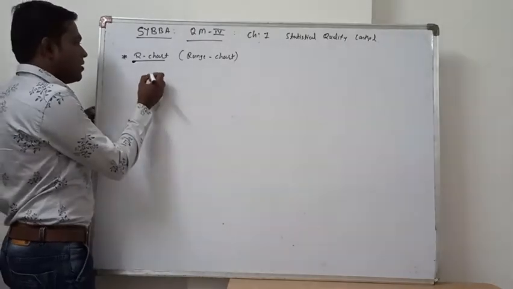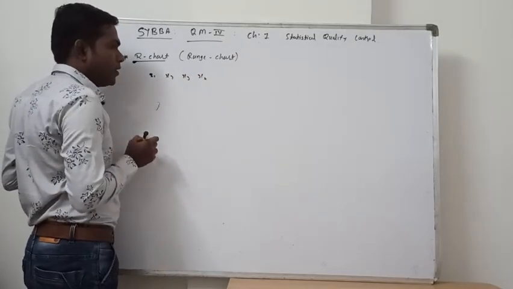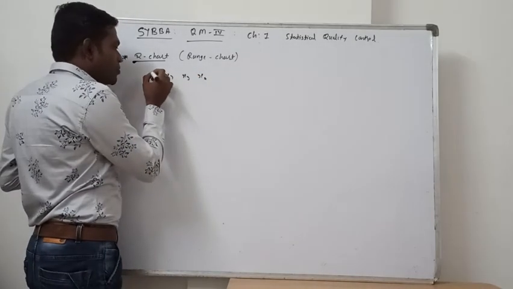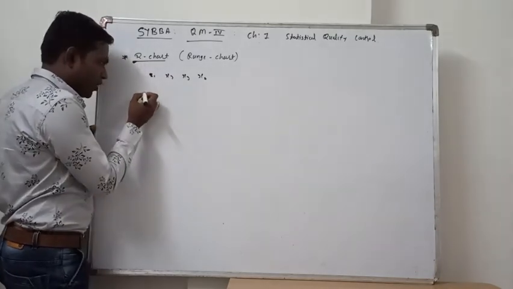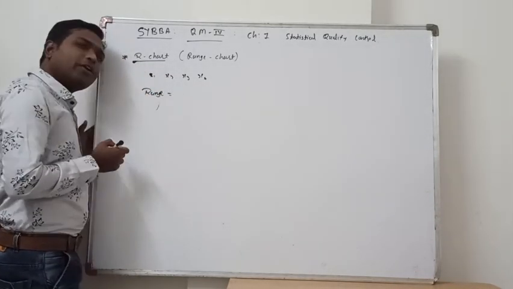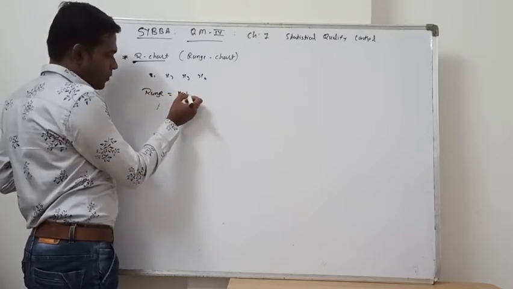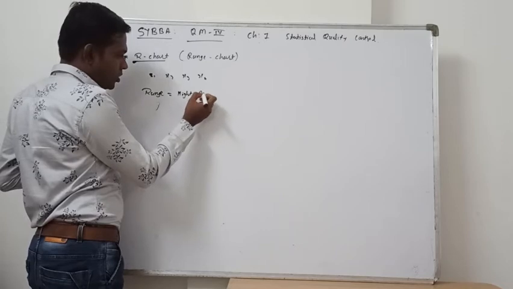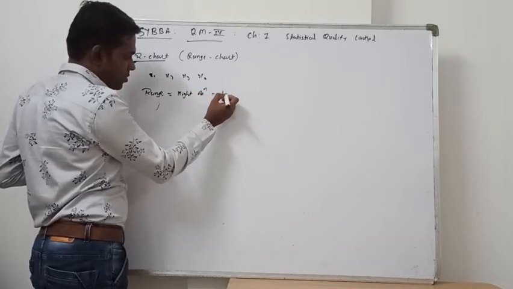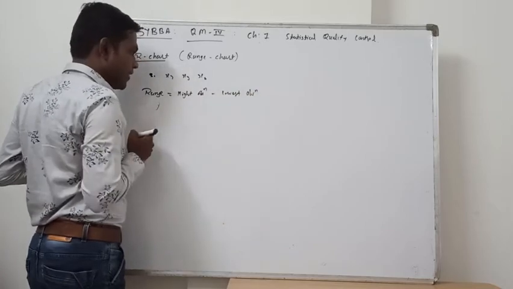Now in this you are given different observations, such as x1, x2, x3, x4. First we have to find the range. Now how to find the range? Range means the highest observation minus the lowest observation, that is the range.